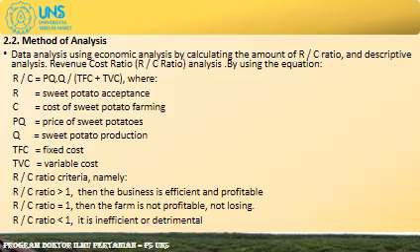RC ratio analysis uses the equation R/C = (P times Q) divided by (TFC plus TVC), where R is sweet potato revenue, C is cost of sweet potato farming, P is price of sweet potatoes, Q is sweet potato production, TFC is total fixed cost, TVC is total variable cost.